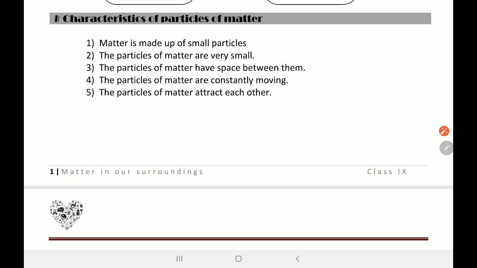But unfortunately, you're not there. But remember it, it's a very simple thing. First thing, particles of matter are very small. Matter is made up of small particles. Our particles have space between them and they are continuously moving.